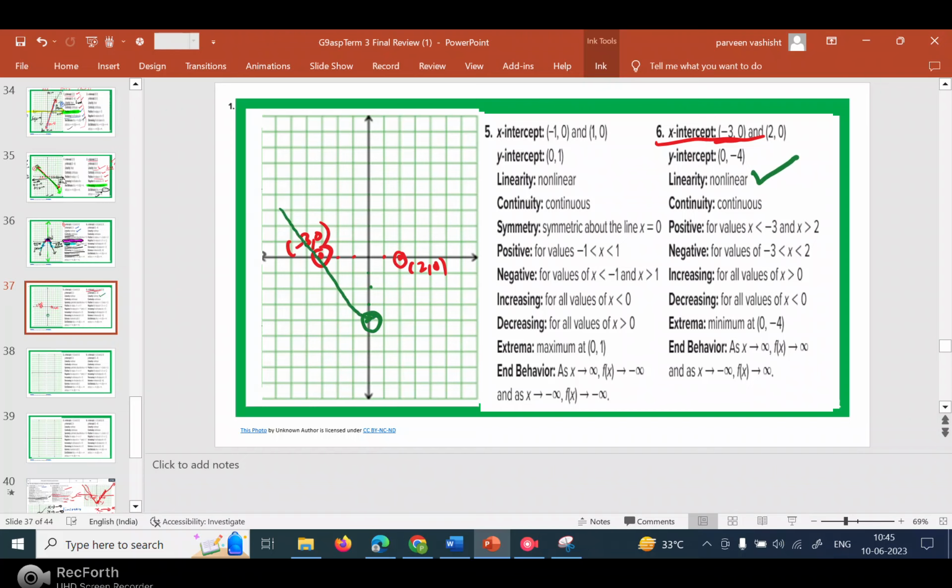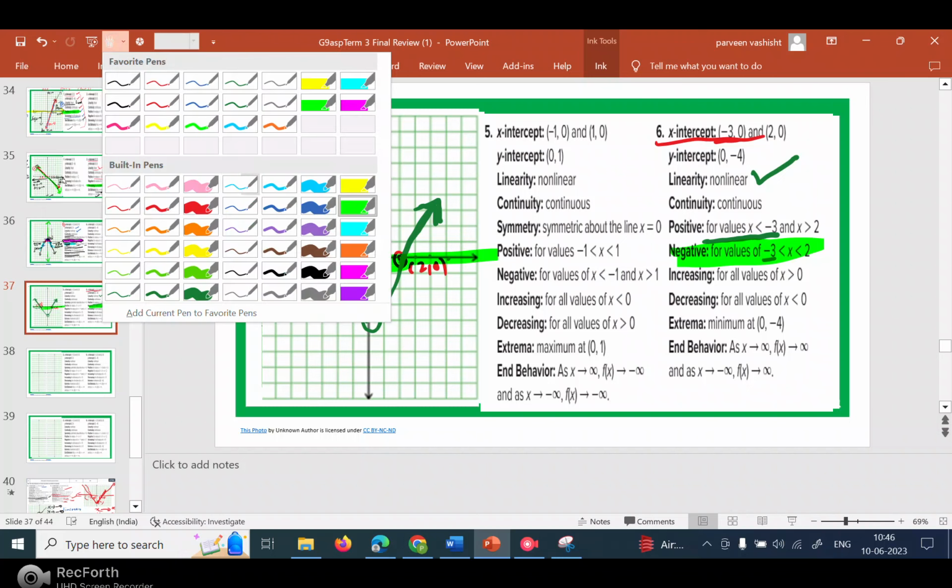It is non-linear, so most probably it will be like this. Next point, it is positive for all values of x less than negative 3. If I take x less than negative 3, meaning negative 4, negative 5, it is positive, so it will go up. And x greater than 2, if I take 3, 4, 5, my graph is positive, so I will go up. Negative for values between minus 3 and 2. So my graph is negative here, below the x-axis.